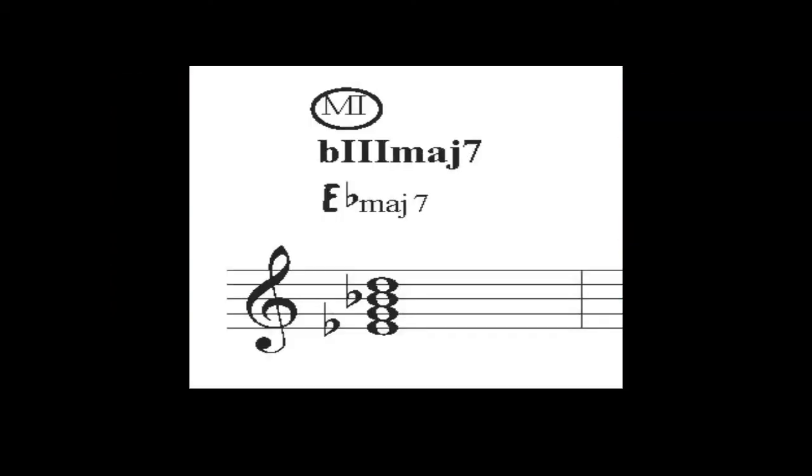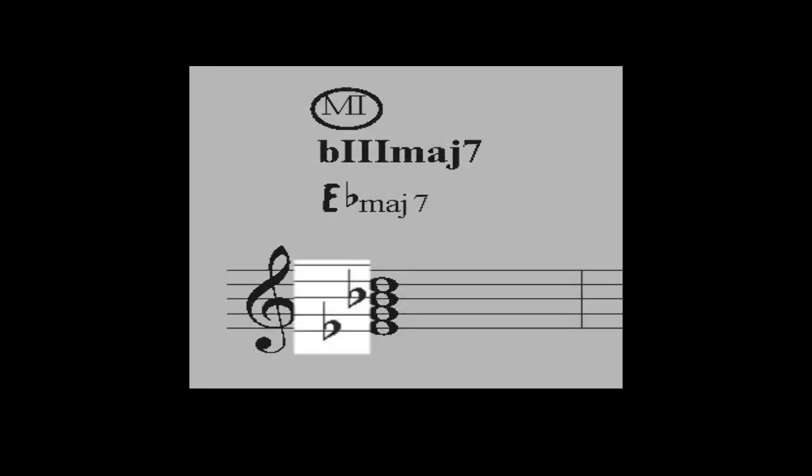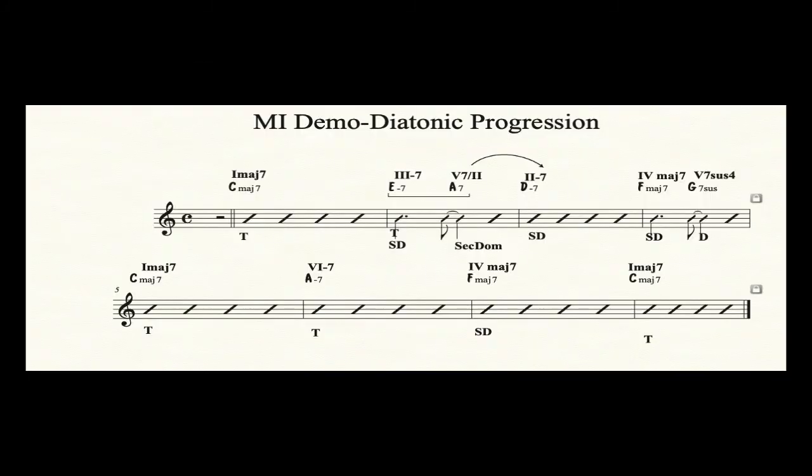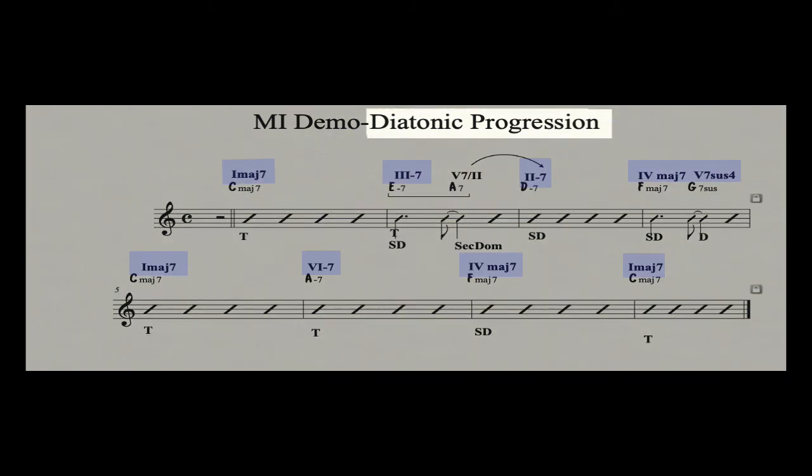All modal interchange chords are non-diatonic to your original key. They're not part of the key signature of the music. And as a result, they'll be spelled with accidentals. Let's focus on modal interchange when we're in a major key. We'll start with a progression of diatonic chords and other related chords like secondary dominants.